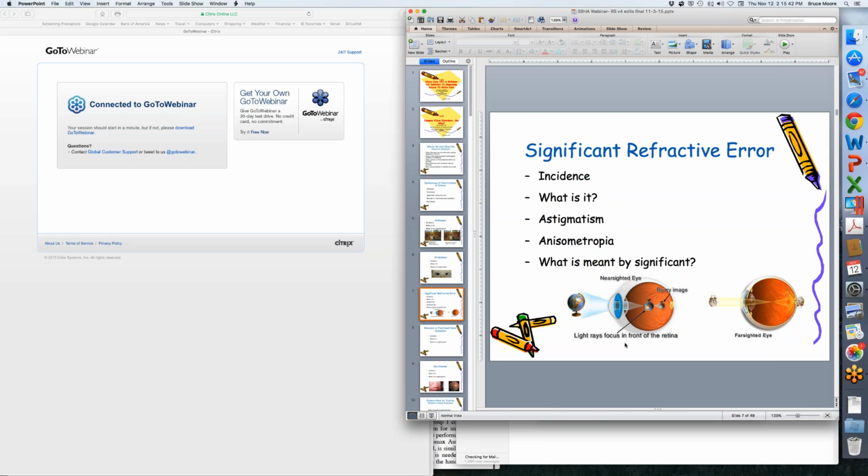The diagram on the left side on the bottom is a child with a nearsighted eye. Light comes to a focus in front of the eye. We need glasses to move the image to a position on the retina.